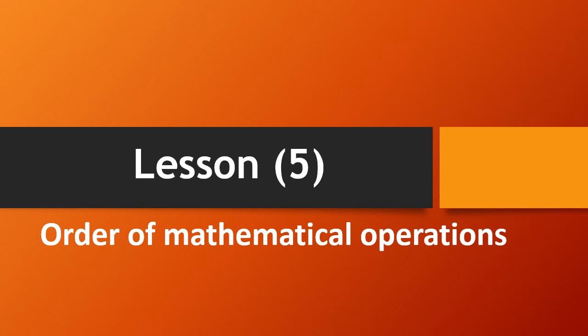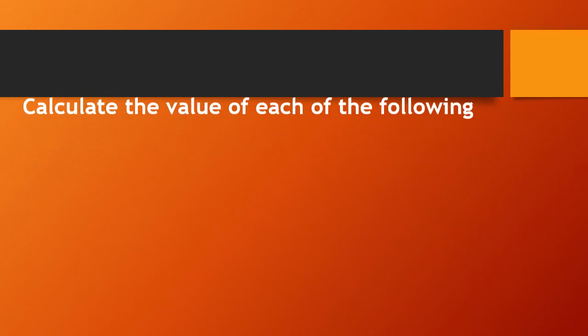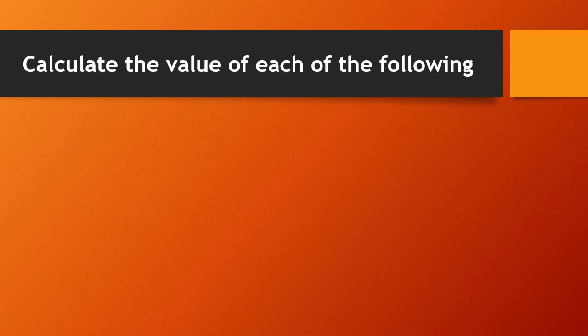Lesson 5, Order of Mathematical Operations. Ordering mathematical operations: brackets, then things like square root or power 2, division, multiplication, addition, and subtraction. Calculate the value of each of the following.